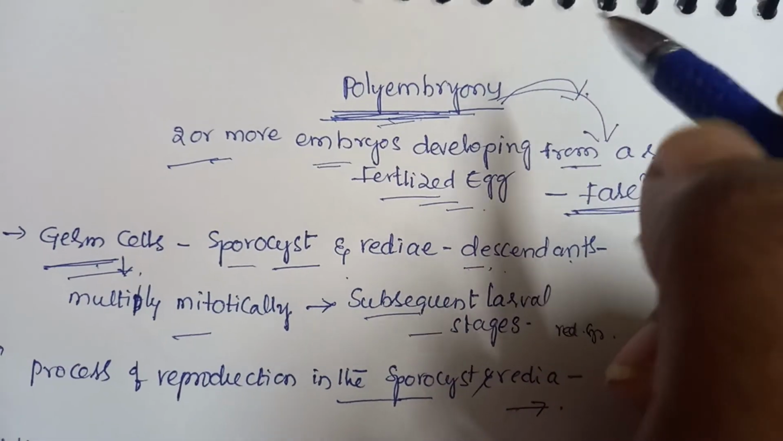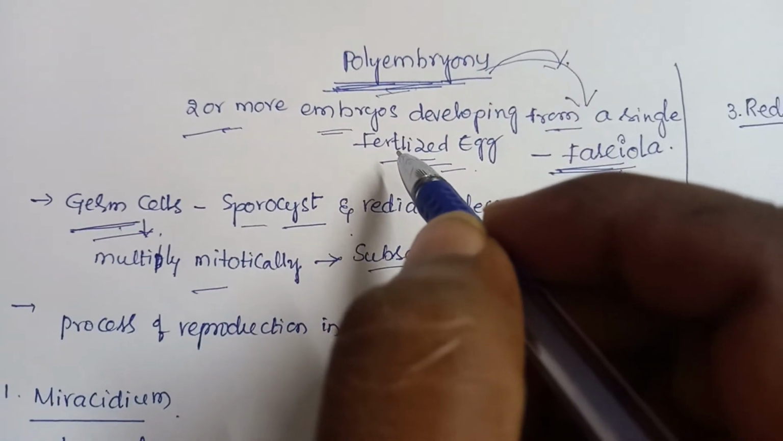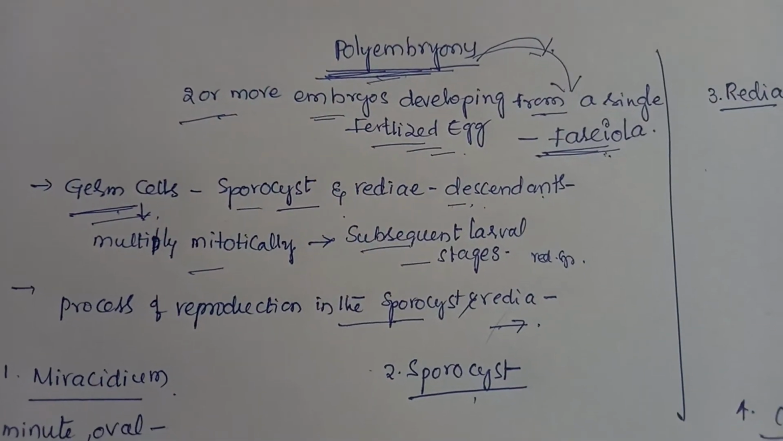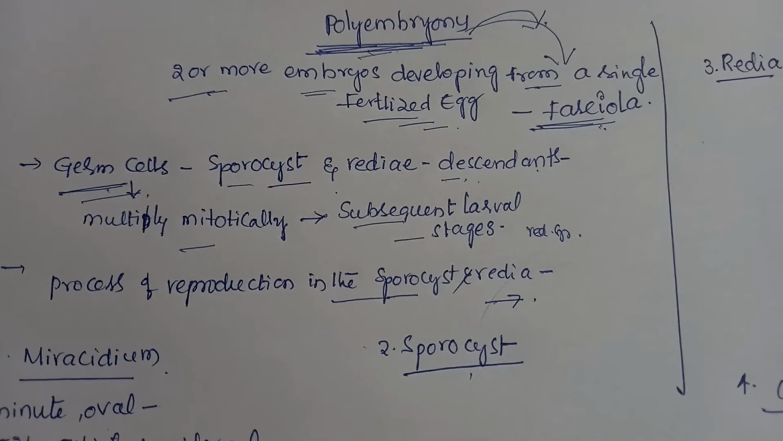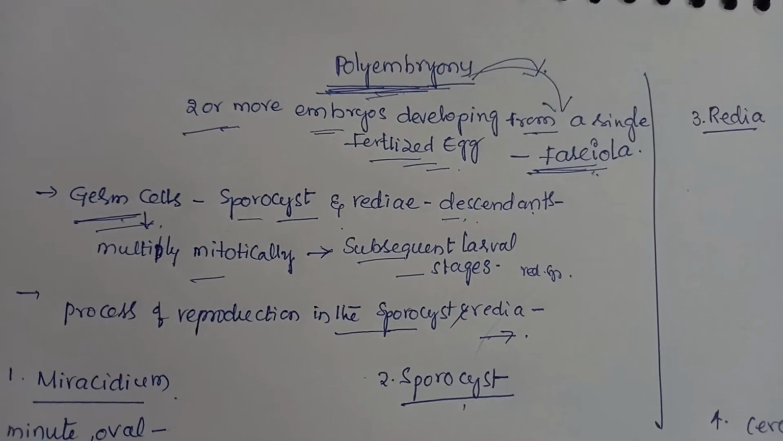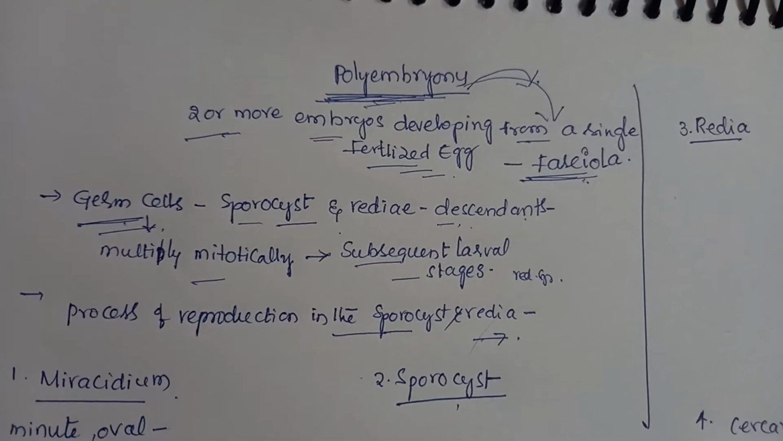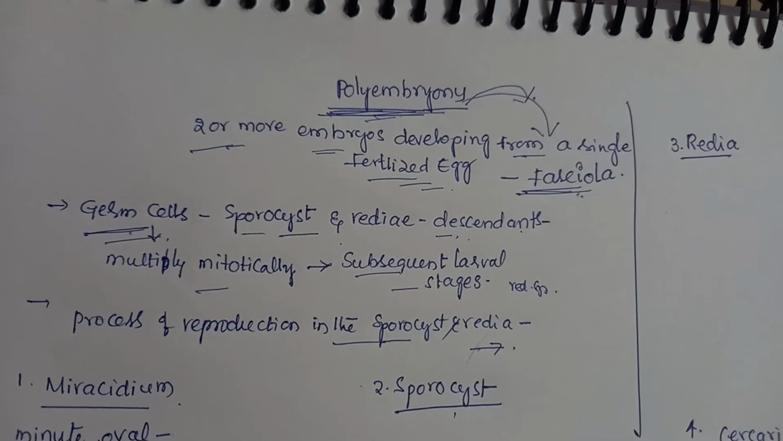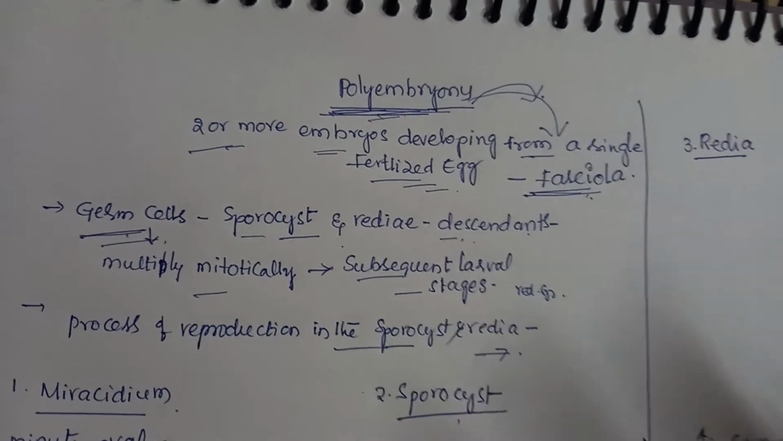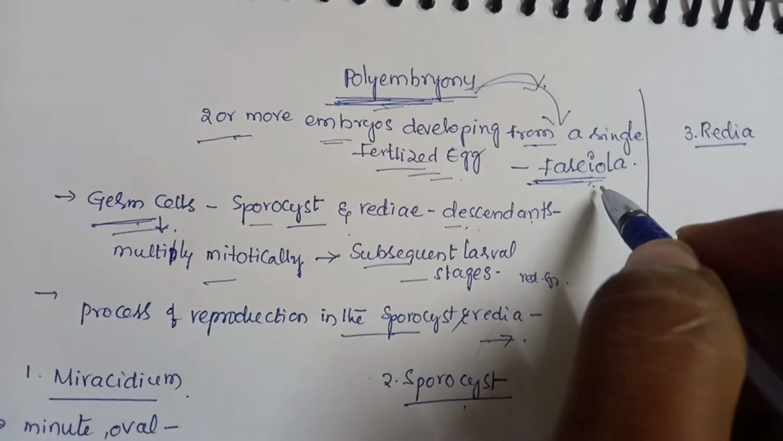Polyembryony. Polyembryony means two or more embryos are developing from a single fertilized egg. We can see this type of polyembryony in the phylum Platyhelminthes, in Fasciola.